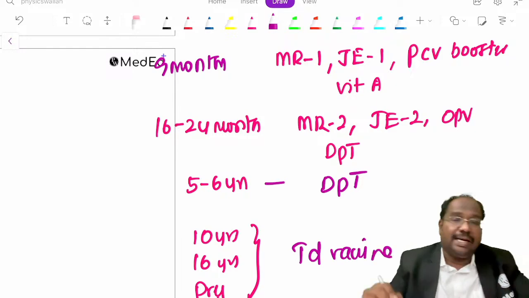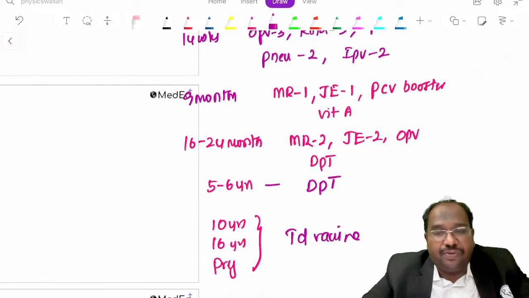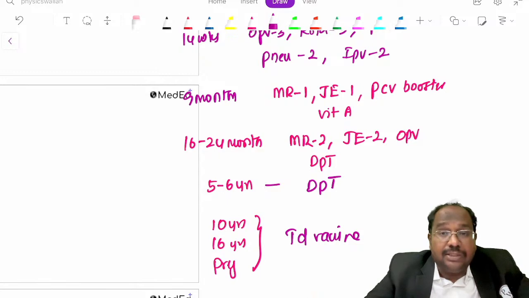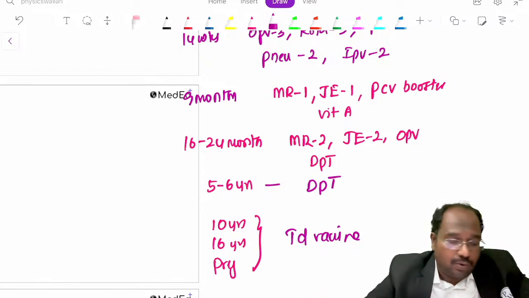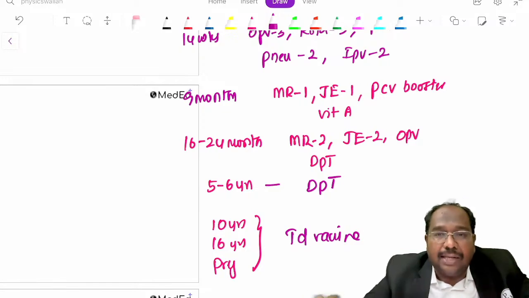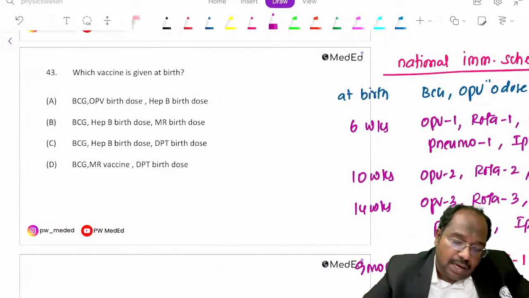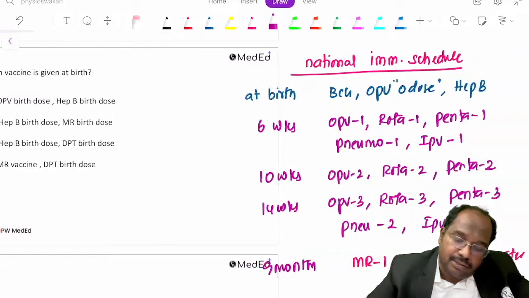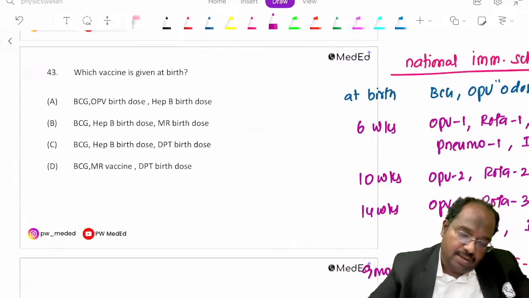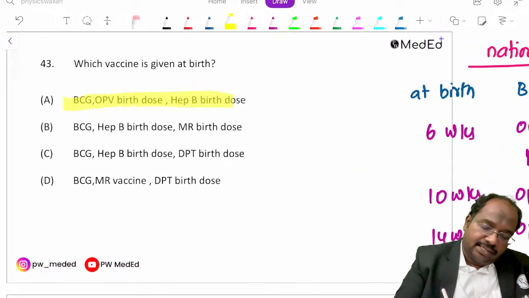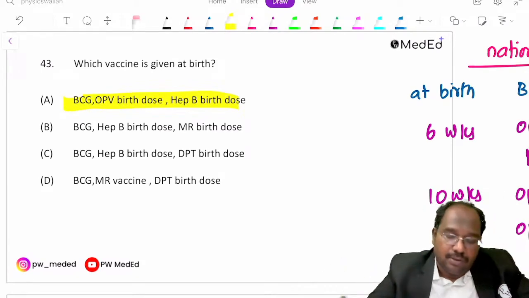Nowadays we don't give tetanus alone. We give diphtheria along with the tetanus, because the age incidence of diphtheria is increasing. Now, this is the national immunization schedule. Now we'll go back to the question: which vaccine is given at birth? BCG, OPV, and hepatitis B. The first answer is right, guys.